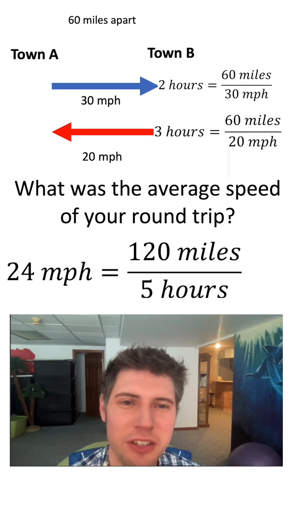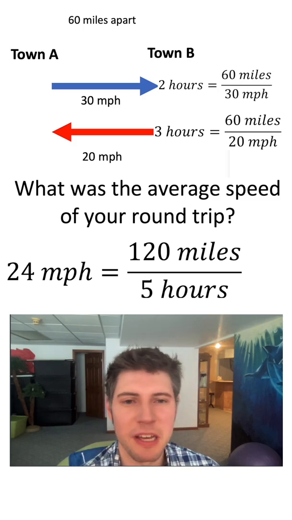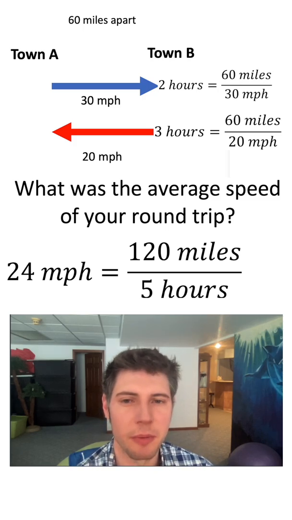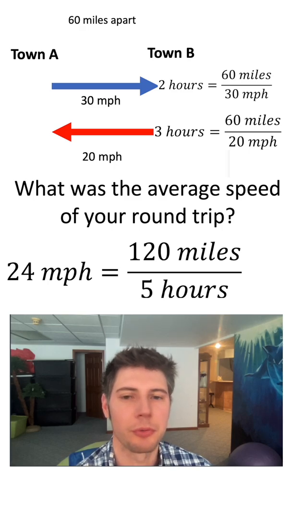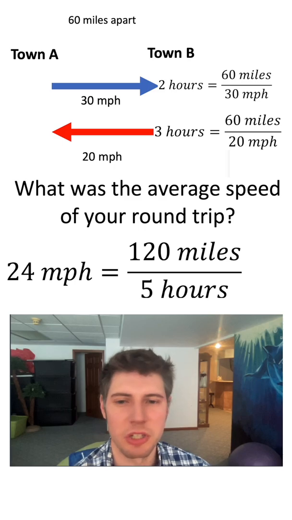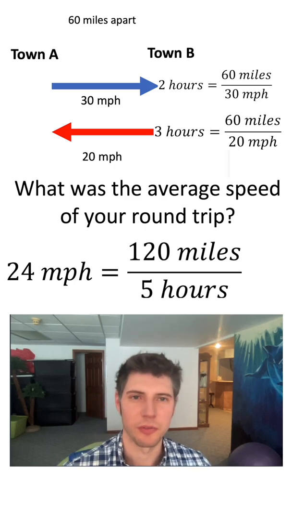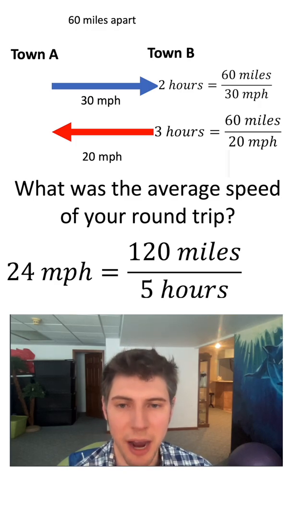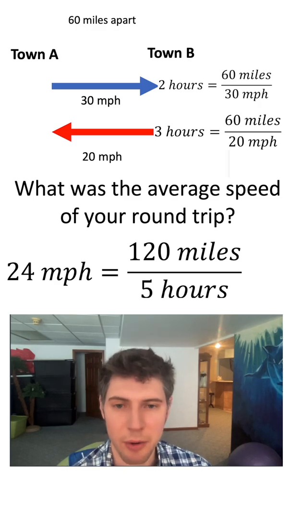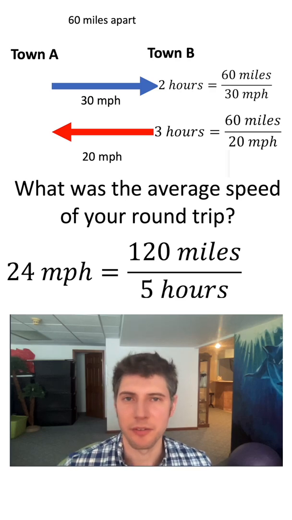And if you're curious, the reason why is because notice how we spent only 2 hours going 30 miles per hour, but we spent a whole 3 hours going 20 miles per hour. So the fact we spent more time going the slower speed is what dropped this from the 25 we expected down to the 24. Now, if we drove for 2 hours at 30 miles per hour and then 2 hours at 20 miles per hour, that would have an average speed of 25.